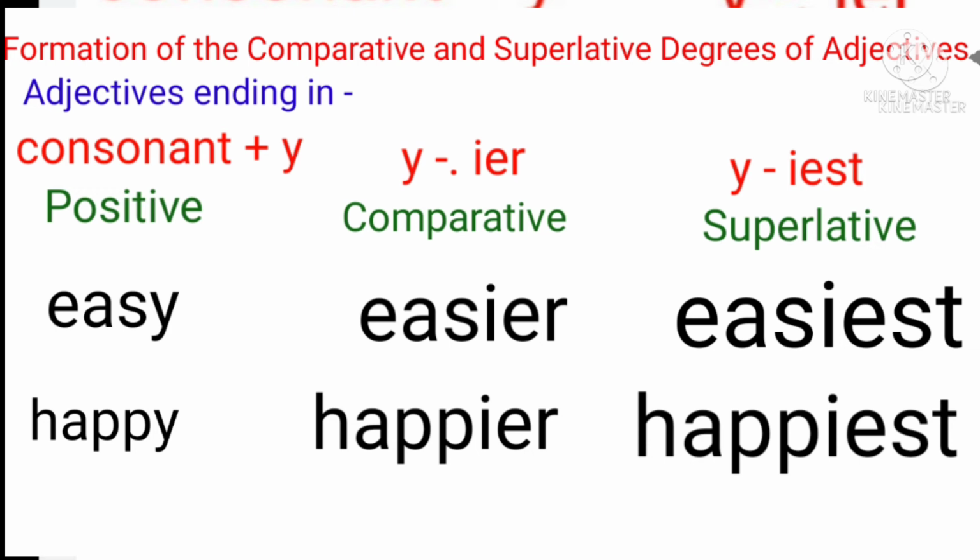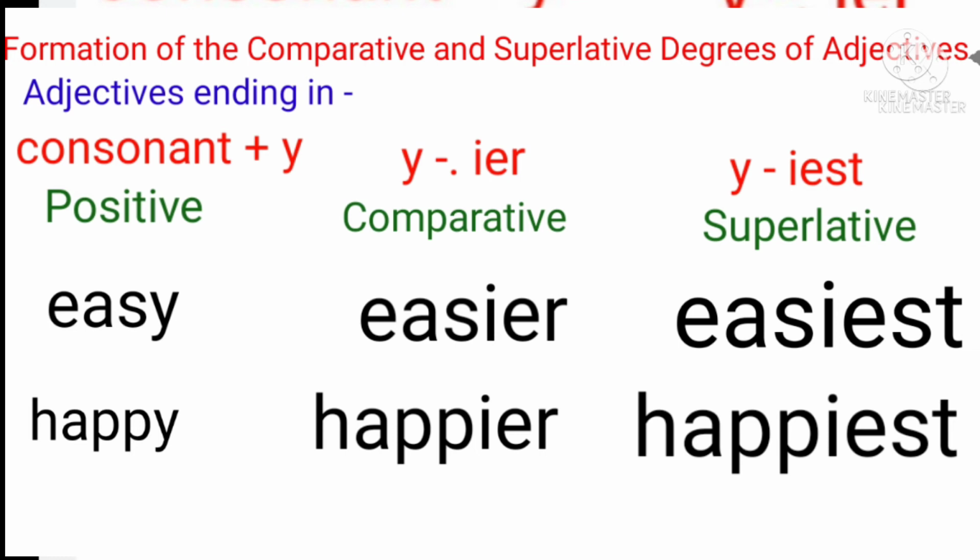So you can see here the thing that you need to remember. What is that? Those adjective words that end with Y but before Y they have a consonant letter. So when they are changing into comparative, we need to add IER, and if you are changing into superlative, then you have to write IEST at the place of Y. Like happy, for comparison it will become happier, and for superlative it will become happiest.